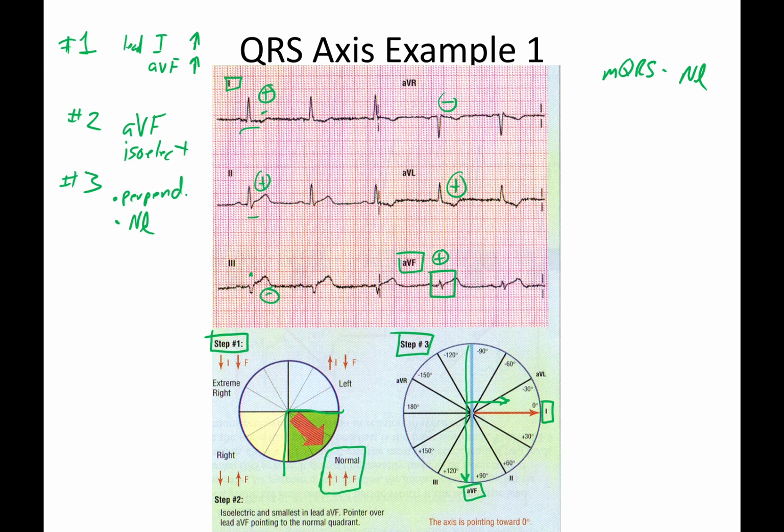So the final step is to say which quadrant did we decide that the mean QRS should be in? It should be in the normal quadrant. So my lead 1 travels this direction, and this half of it is in the normal quadrant. So we're going to say that our patient's mean QRS is 0 degrees and traveling along lead 1, which makes it normal because it's in between negative 29 degrees and positive 100.